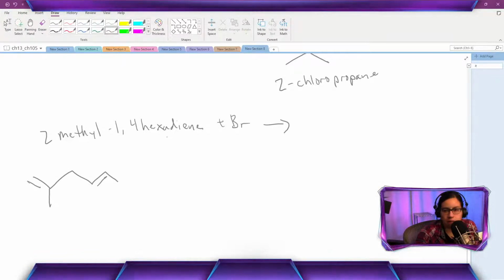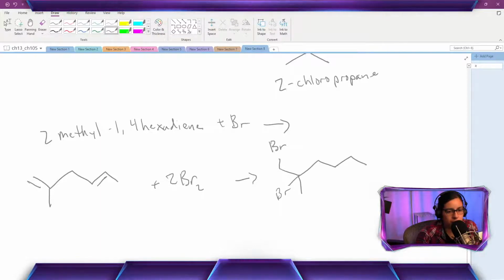So there's my 2-methyl-1,4-hexadiene plus bromine. In this case, I would say let's add 2 equivalents of bromine, right? Because we have this double bond and this double bond that we can react with, and so we could completely brominate it. So bromine. That would be our product there.